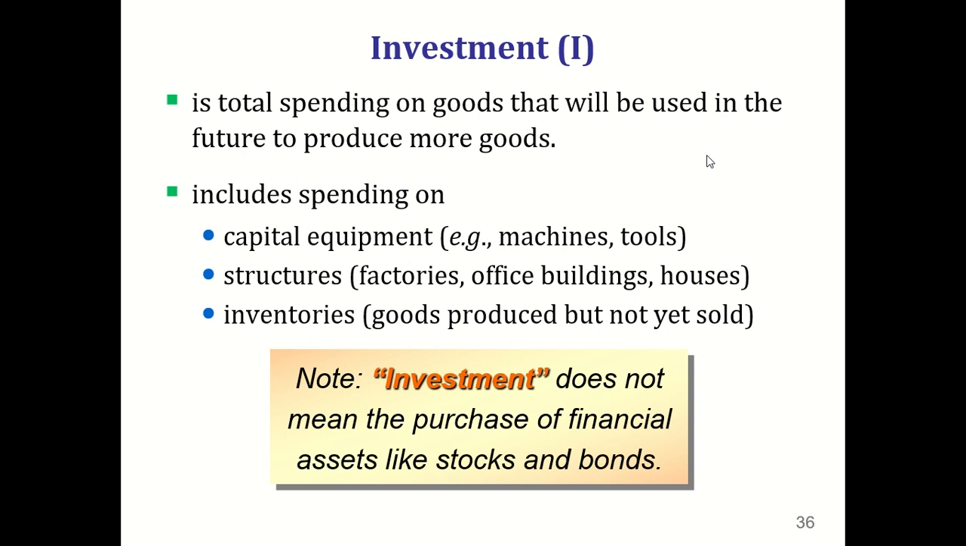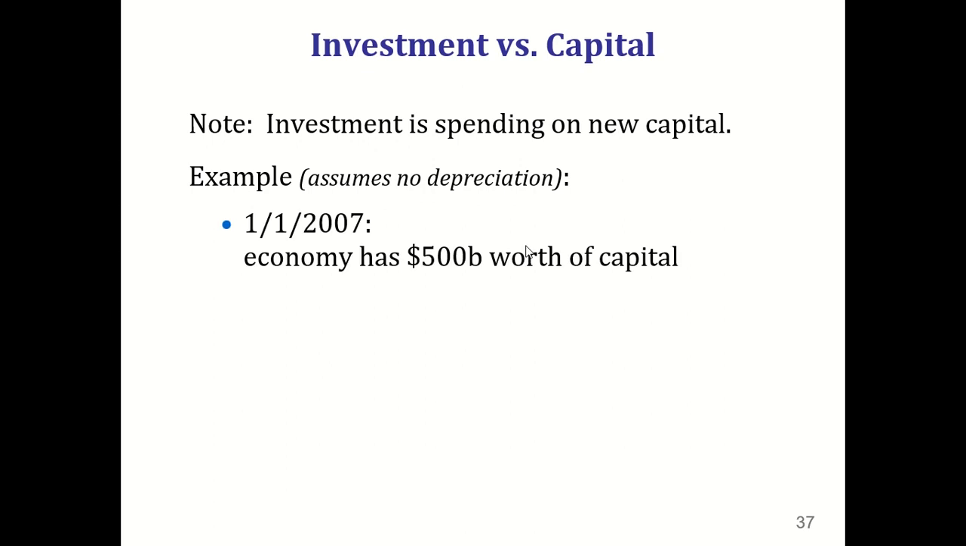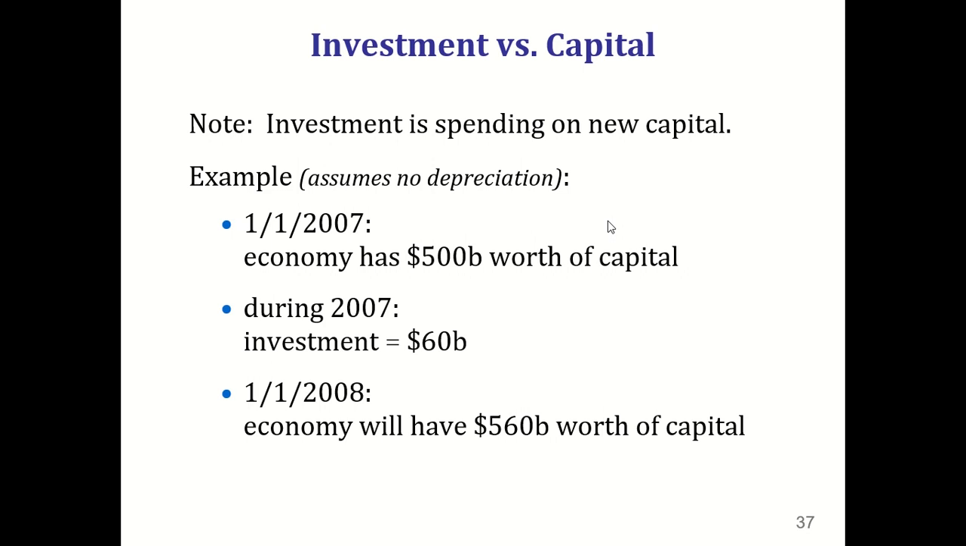Okay, please keep this distinction in mind. We have already seen the distinction between investment and capital, because investment is nothing but the change in the capital stock, and capital stock is nothing but the summation of capital goods at a particular point in time. Suppose as on January 2007, 500 billion worth of capital stock was there in an economy, and during the 2007 calendar year, investment worth 60 billion dollars was made. Then the capital stock as on January 1st 2008 would be 560 billion worth of capital.